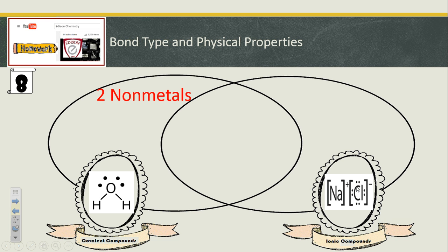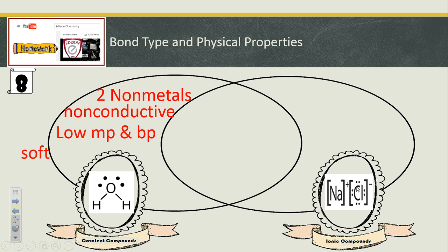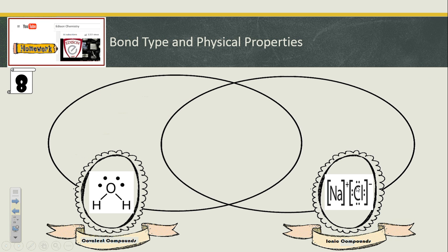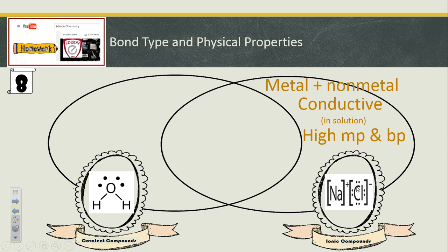Compare and contrast, Venn diagram. Covalent compounds are always two nonmetals. These are our rules of thumb. They're always non-conductive, and they always have low melting points and boiling points. They are usually always soft. Ionic compounds. We always have a metal plus a nonmetal that formed ions and got stuck into a crystal. They are conductive in solution and as molten forms, but that's very rare. They have high melting points and boiling points, and they're typically very hard.